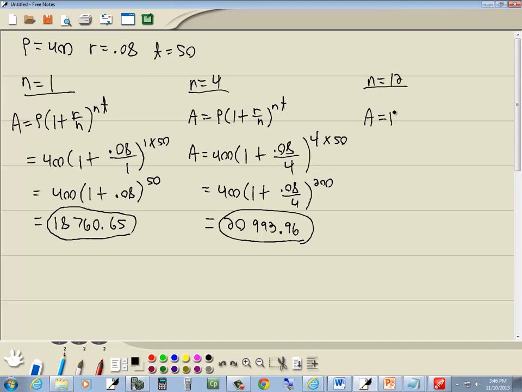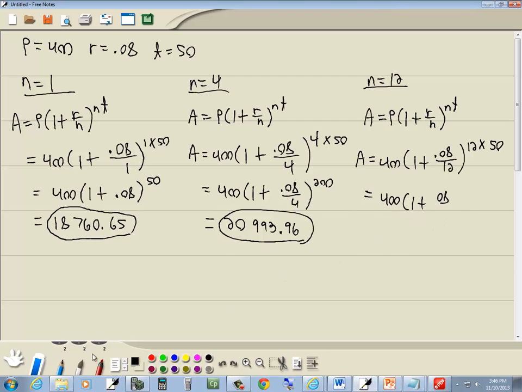Now let's do N is equal to 12. Now we got A is equal to P times (1 plus R over N) to the NT power. P is still 400. Times 1 plus R, which is 0.08, divided by N, which is 12, raised to the NT power, which would be 12 times T, which is 50. Again, it's better to do a little bit of math if you can do it in your head. 1 plus 0.08 divided by 12, raised to the 600 power. Yeah, 600 power.